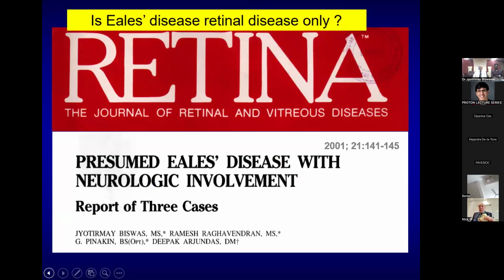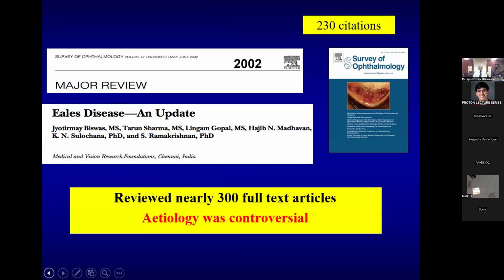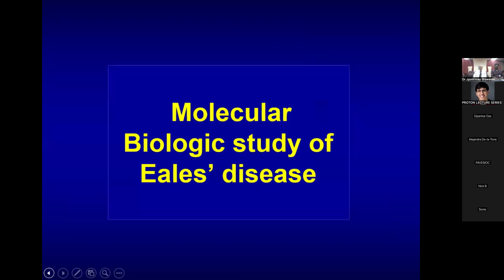We had a rare case series of 3 patients who had presumed Eales disease with neurologic involvement, and these patients showed ischemic infarction of the brain and had generalized seizures. But the clinical and fundus findings were typical of Eales disease. We wrote a review article in Survey of Ophthalmology in 2002, where we reviewed nearly 300 full-text articles and found the etiology was varied and controversial.